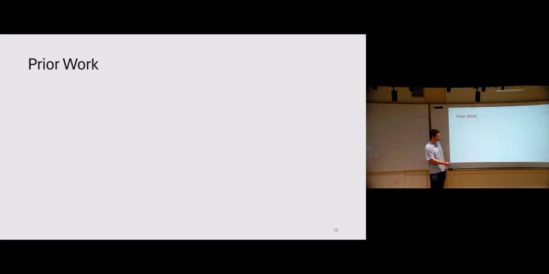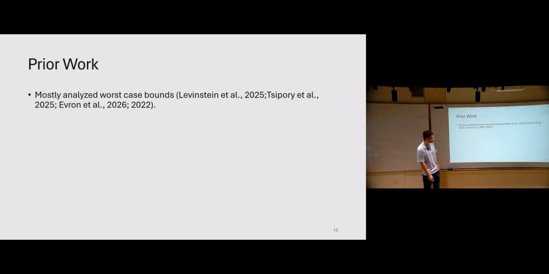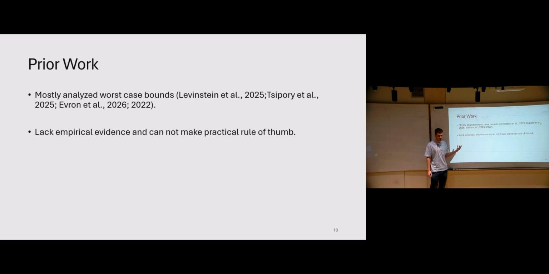I won't speak much about prior work, but I do mention them. They mostly analyze worst case bounds, followed by a great line of work by Avron, and a few other works that were accepted to highly respected venues. However, most of them lack empirical evidence and they couldn't apply a practical rule of thumb. They need to make a stricter assumption about the labels.